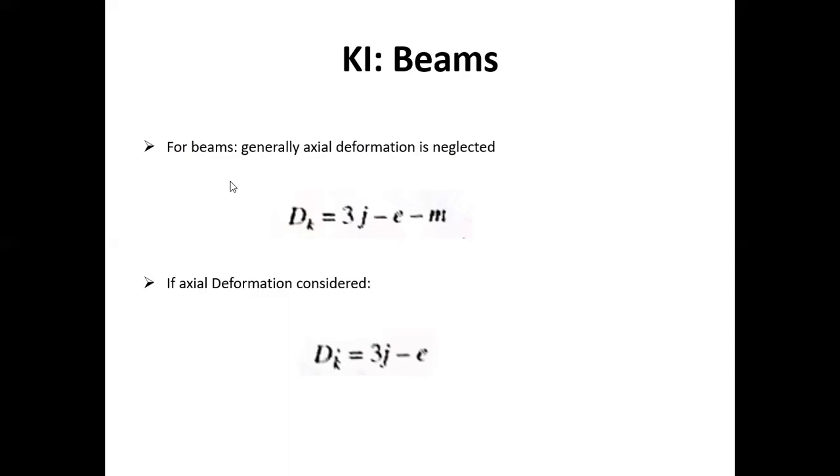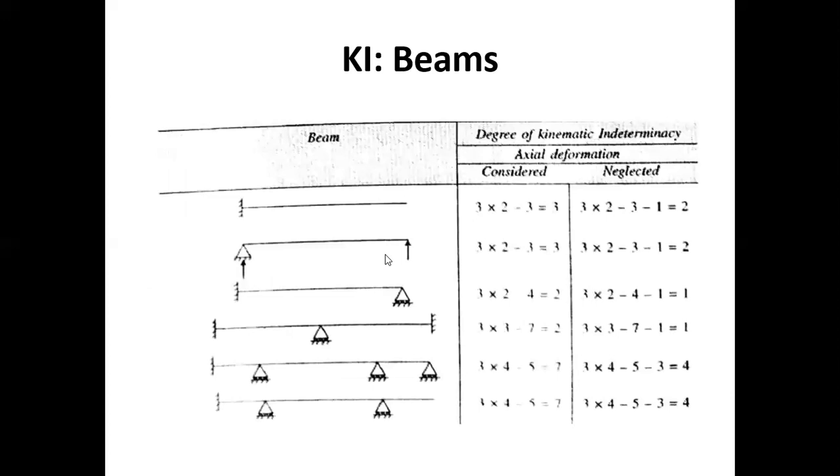But if we are asked to consider axial deformation, then m is eliminated from this formula, and the degree of freedom for a beam becomes DK is equal to 3j minus e, where e is the number of internal reactions in the beam. That will totally depend upon the support condition. Now this is only for a beam. Here are a few more examples of a beam.